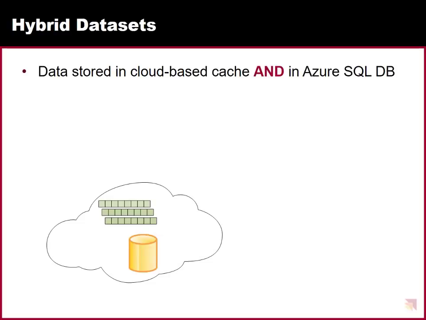The hybrid dataset is distinguished because it has its rows tracked in both the cloud-based cache like the streaming dataset and also in an Azure SQL database like the push dataset. So the hybrid dataset is really the hermaphrodite of the real-time dataset world.